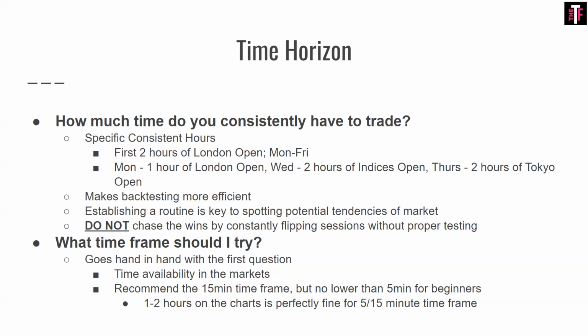What time frame should you try? What style of trading should you be? It goes hand in hand with the first question. If you only have a couple hours, then 15-minute is probably as high as you can go. I wouldn't recommend going any lower than the 5-minute if you're a beginner. And you'd be surprised, 2 hours of trading on the 15-minute is 8 candles. It's possible to find trades within those 8 candles.